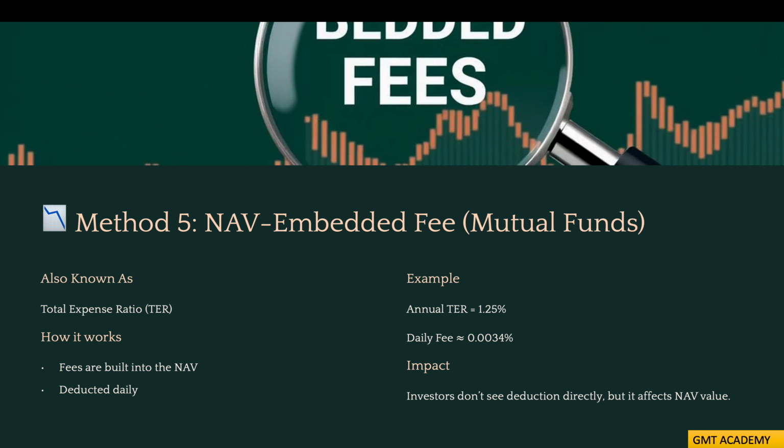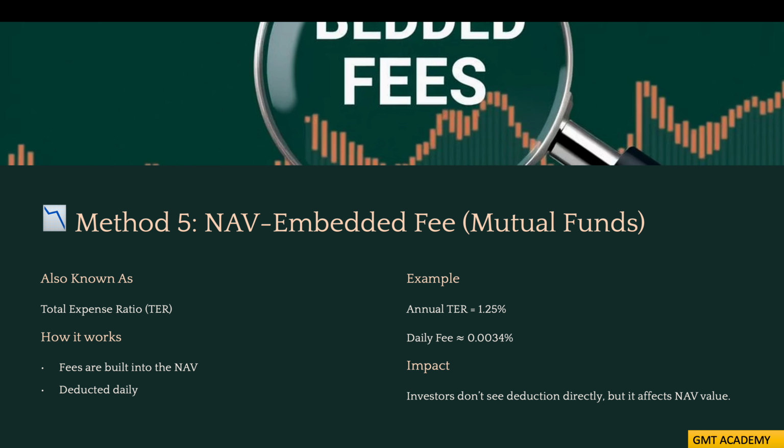So the fifth method is NAV based fee, for mutual funds. It is used mostly for mutual funds. How it is calculated is known as the total expense ratio also. So how does it work? Fees are built into the NAV, deducted daily. So it is an automation type, in which it is directly auto deducted from the fund every day. They have set a limit, like every day you can deduct this much fee as part of the management fee, and it is auto deducted.